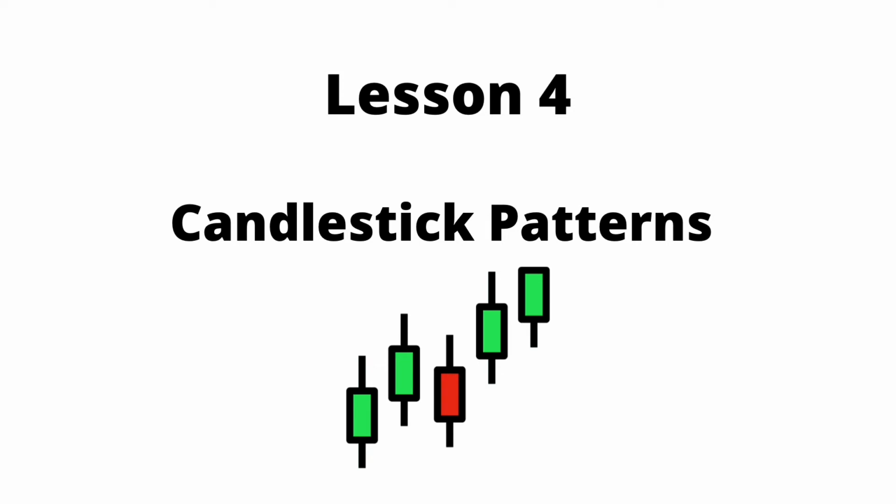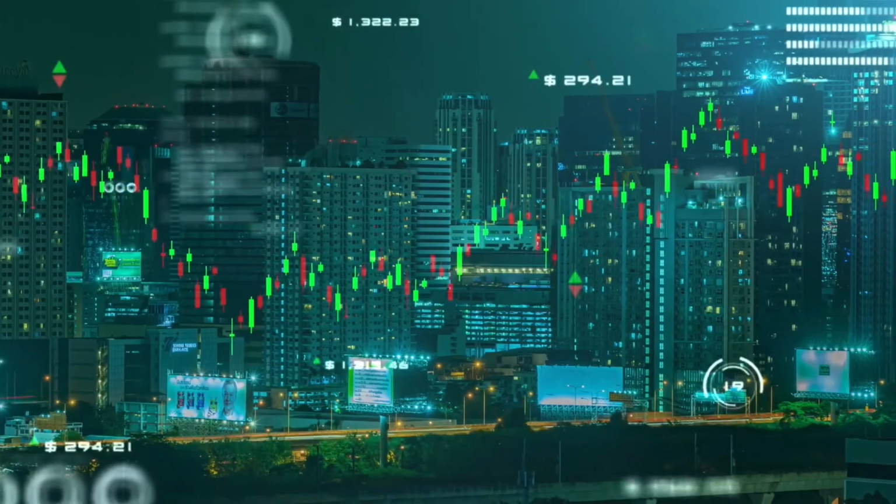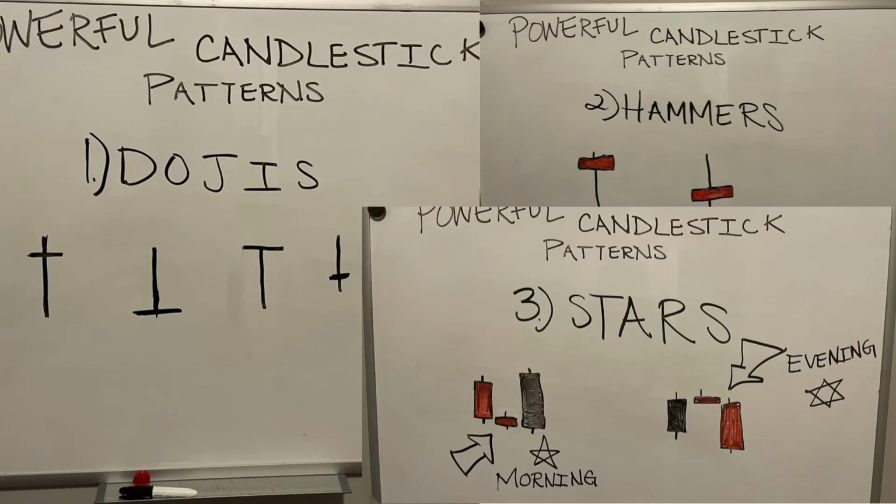So early in the course, I went over how to read candlesticks and what kind of information you can get from looking at the candlesticks. In this lesson, I want to go over the most powerful candlestick patterns I look for and how I use that analysis to implement into my trading strategy. So in the previous video, I talked about the most powerful candlestick patterns I look for, and those 3 were the dojis, the hammers, and the stars.